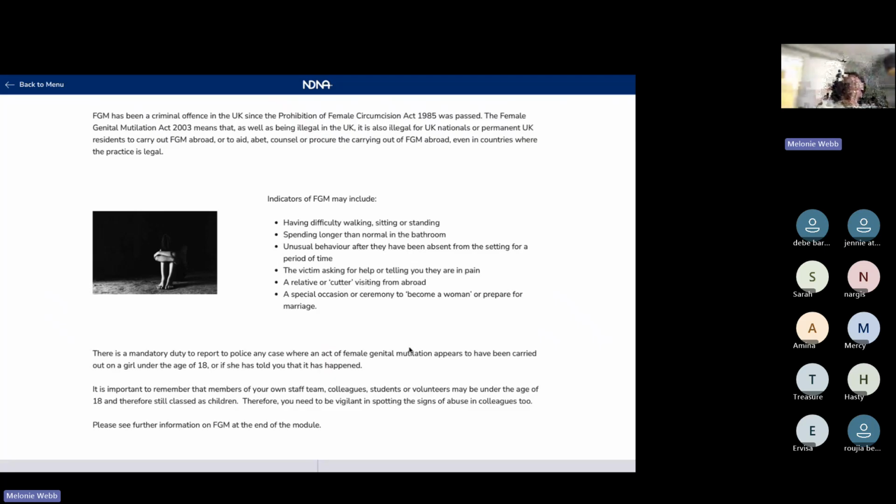Indicators of FGM may include difficulty in walking, sitting or standing, spending longer than normal in the bathroom, unusual behaviour after they've been absent from the setting for a period of time, the victim asking for help or telling you that they're in pain, a relative or cutter visiting from abroad, a special occasion or ceremony to become a woman or prepare for marriage.